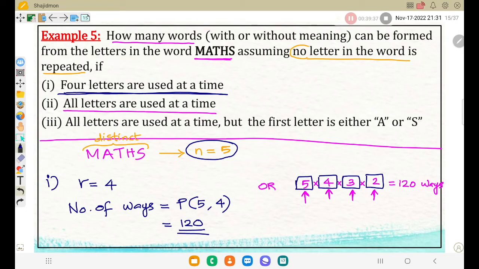All the letters are used at a time. All 5 letters we are using at a time. But what is the problem? The first letter is either A letter or S letter. That is the question here, correct?